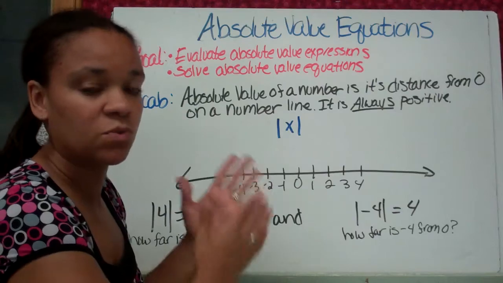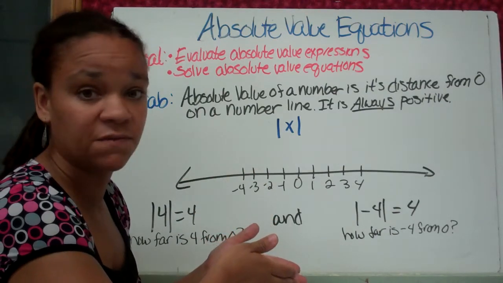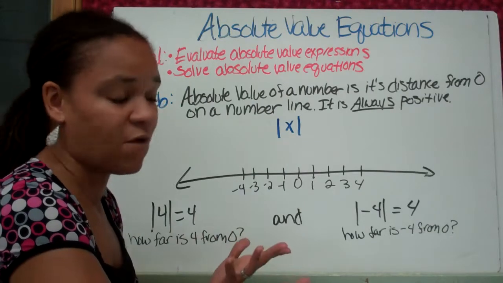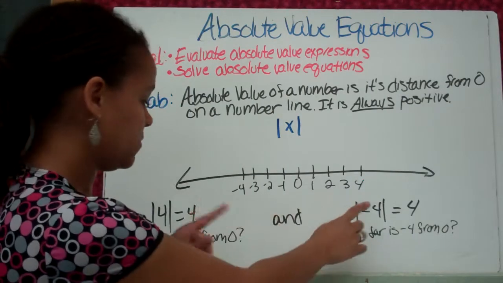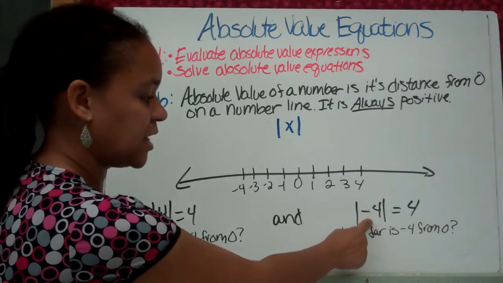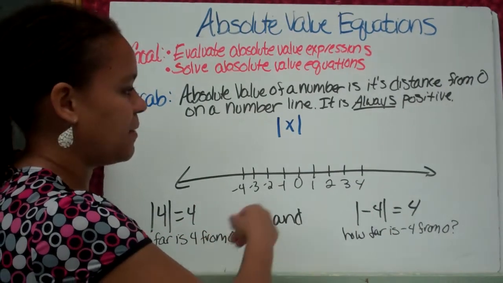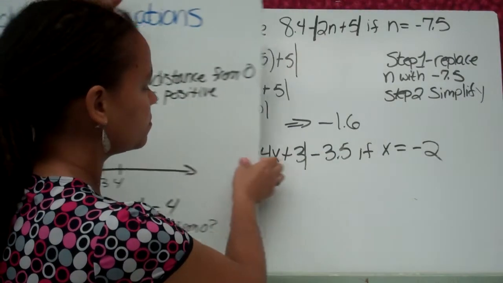So no matter what happens, anything that comes out of the absolute value signs will always be positive, because it's really just asking how far is it from 0. Doesn't matter if it goes inside positive or goes inside negative. When it comes out, it's just going to be a positive number. All right, let's look at some actual examples.